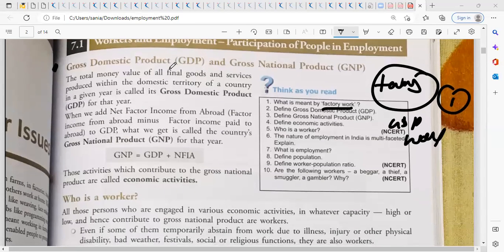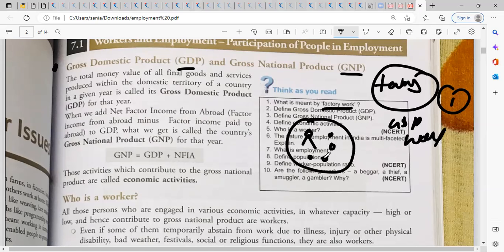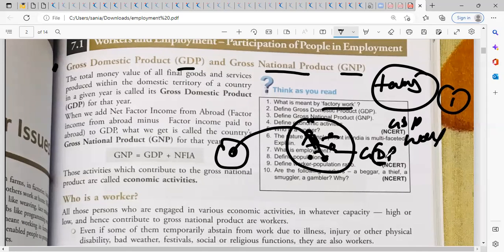Now gross domestic product, which is GDP, and gross national product, which is GNP. Listen to it very carefully. For example, this is your country. I am working over here, and because of these sources, I am getting money. So this is my GDP, domestic: within the country, I am getting the money. But for example, this is Australia or America. From there, I am getting money from abroad. That will be my GNP. Clear? Got the difference? If I'm getting the money within my country, that will be GDP, where D means domestic. But if I'm getting money from abroad, that is my GNP, which is national.